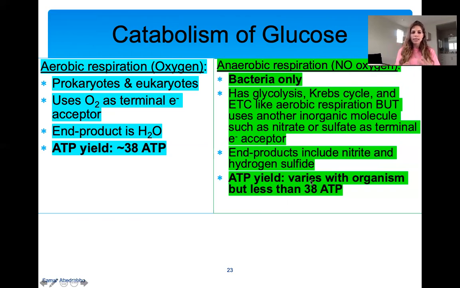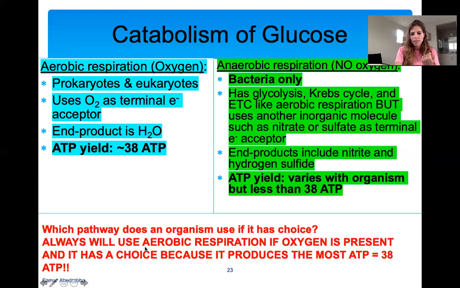So if you as an organism have the ability to do aerobic respiration and anaerobic respiration and oxygen is present, you would always do aerobic respiration because you get more ATP. Anaerobic respiration varies with the organism and what it's respiring, but it's less than 38 ATP in the end. So if an organism, again, has a choice, you can tell I'm really stressing on this question. It's probably going to be a test question. It will use aerobic respiration if oxygen is present. And if oxygen is not present and it can do anaerobic respiration, it would do anaerobic respiration if an inorganic molecule is present.